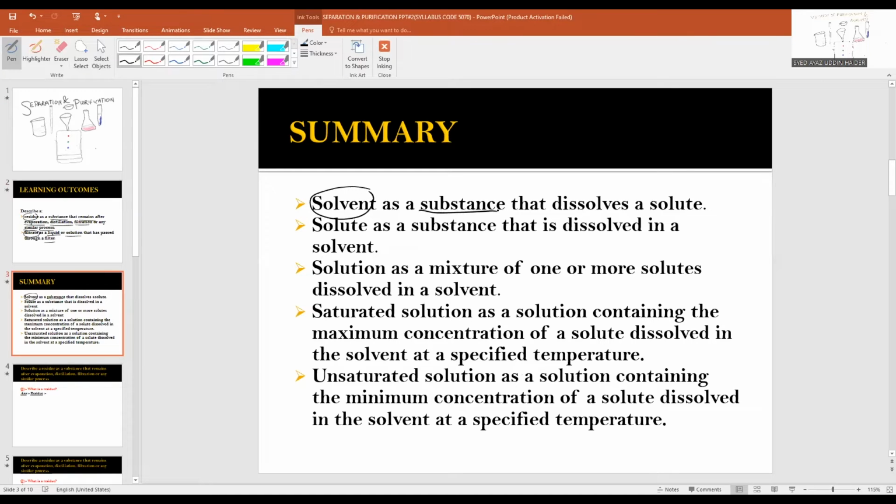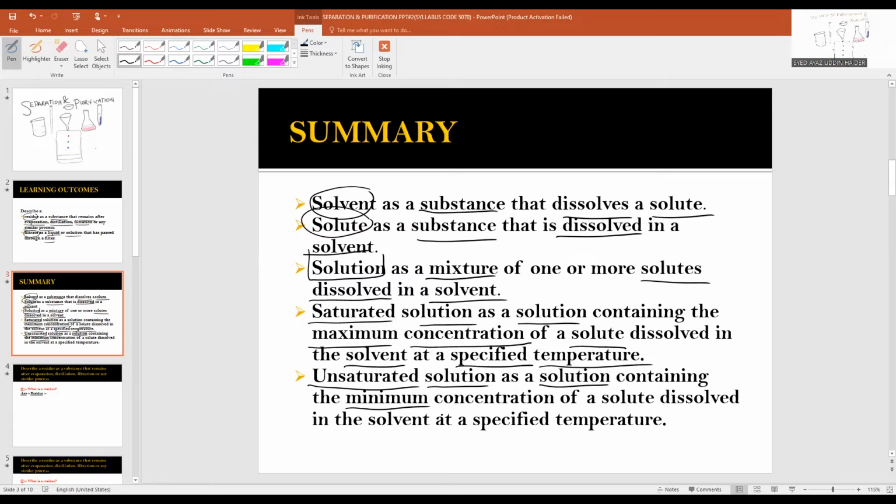Solvent as a substance that dissolves a solute. Solute as a substance that is dissolved in a solvent. Solution as a mixture of one or more solutes dissolved in a solvent. Saturated solution as a solution containing the maximum concentration of a solute dissolved in the solvent at a specified temperature. Unsaturated solution as a solution containing the minimum concentration of a solute dissolved in the solvent at a specified temperature.